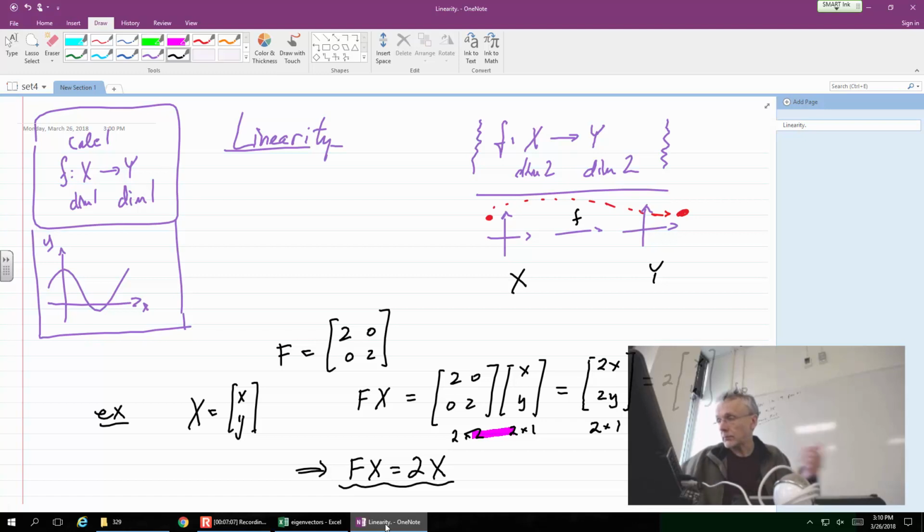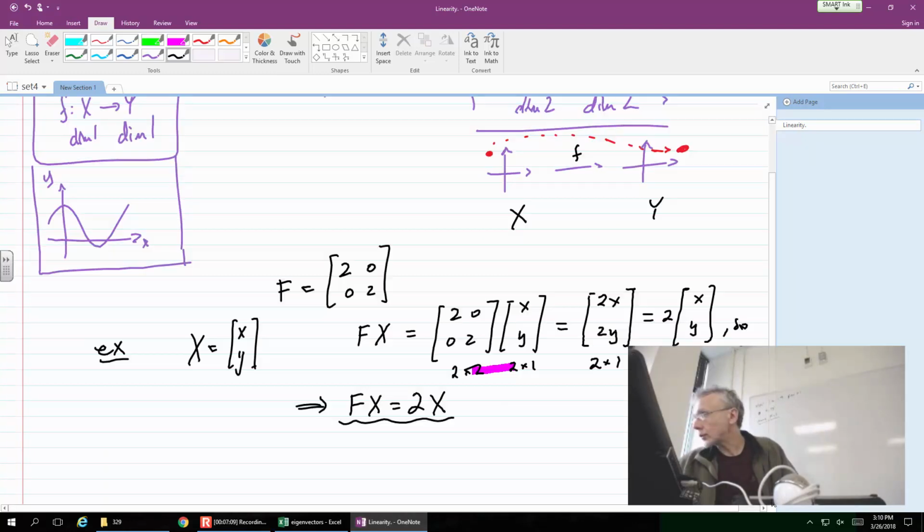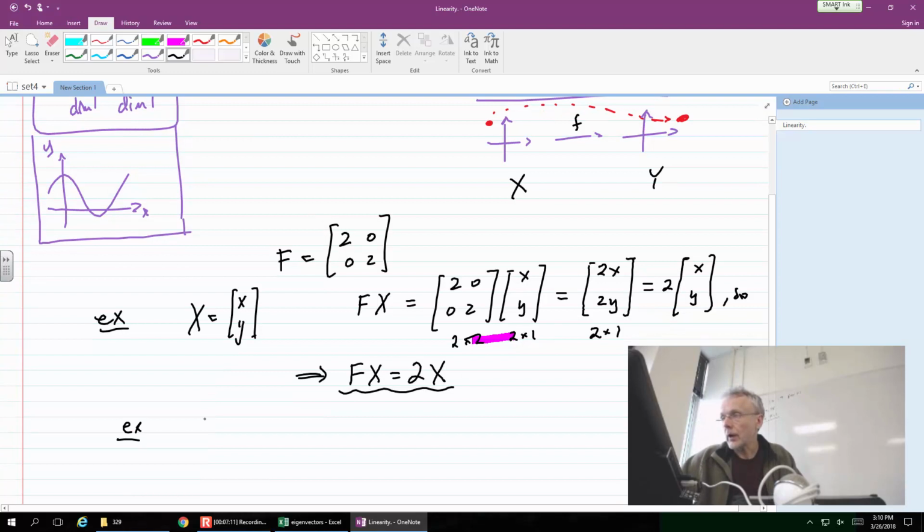But well, I guess it's worth describing. So f, given by 2, 0, 0, 1, stretches the plane horizontally.